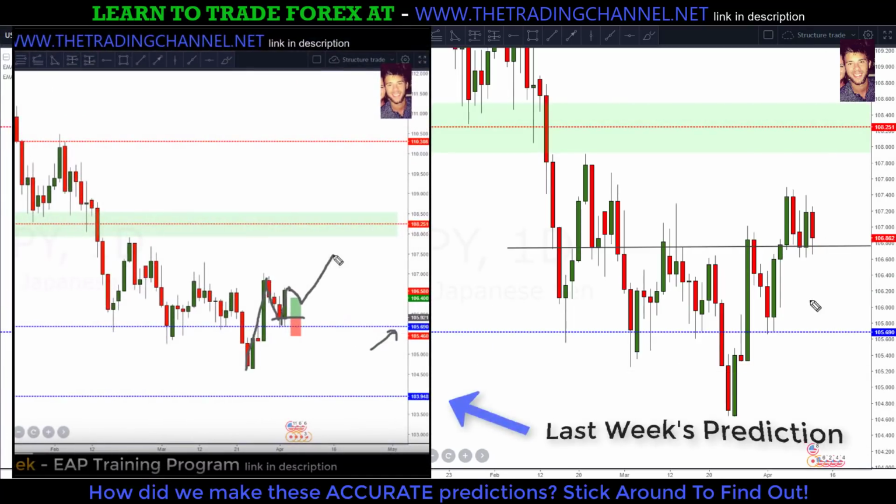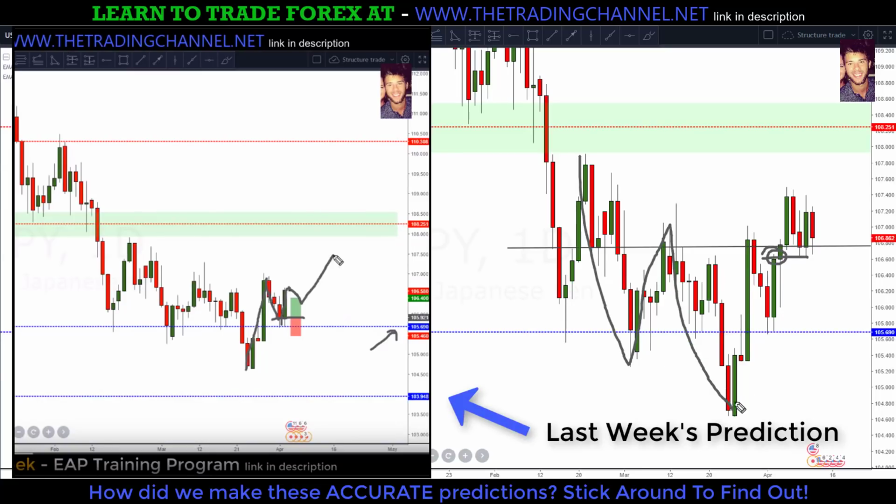In last week's prediction here on the dollar yen, we said that after the close of last week and the completion of this head and shoulders pattern here on the daily chart, signaling a reversal, we would see this market head higher before turning around.